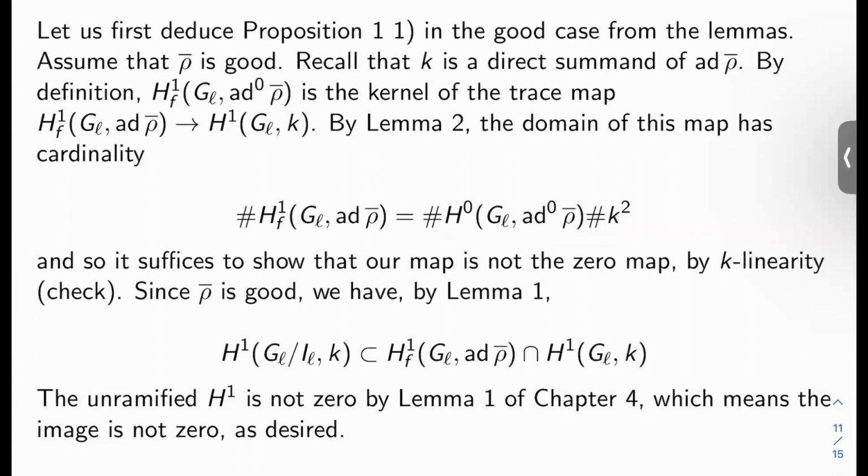So it suffices to check that our map here is not the zero map, because it's a k-linear map. So check that it suffices to show that. That's an exercise for you. That's a little basic linear algebra exercise, essentially. Okay, now rho bar is good.